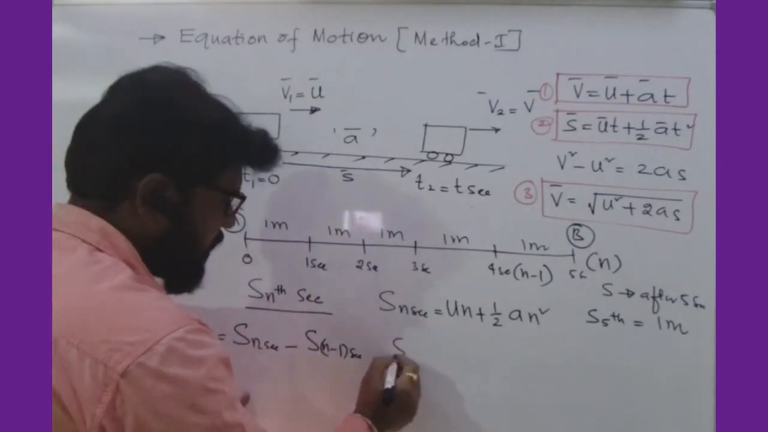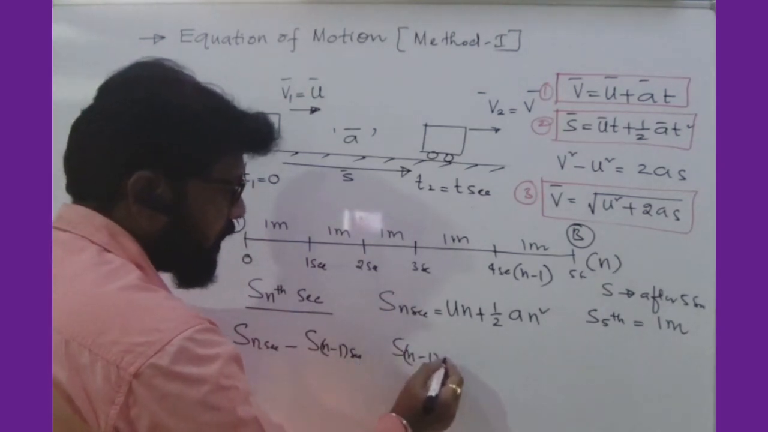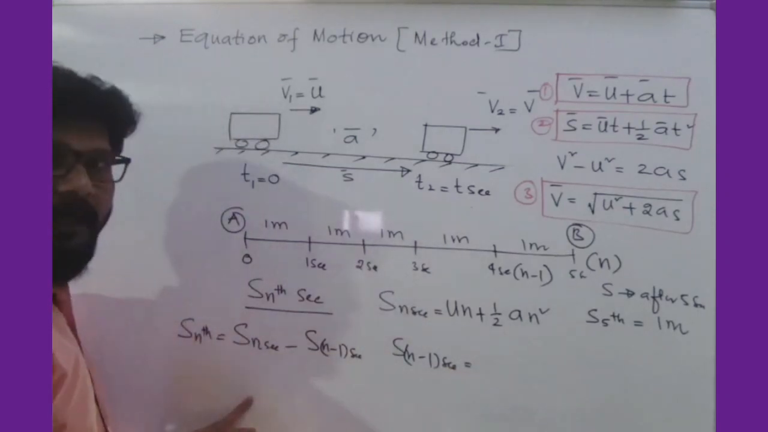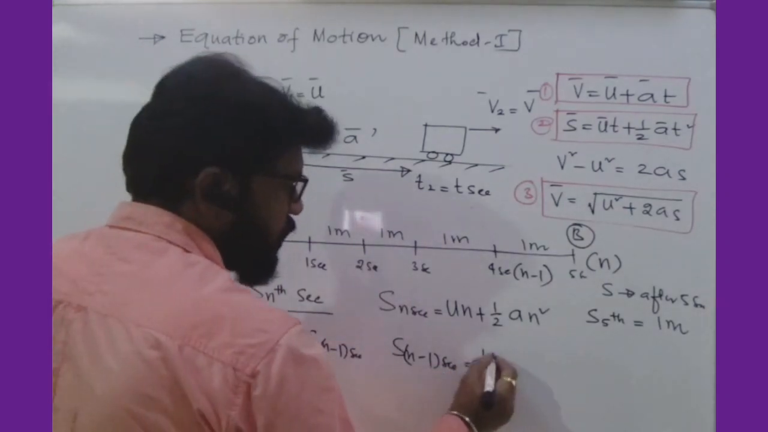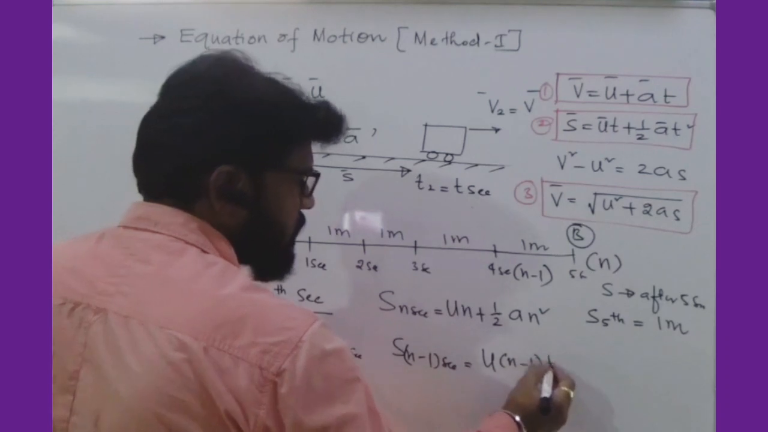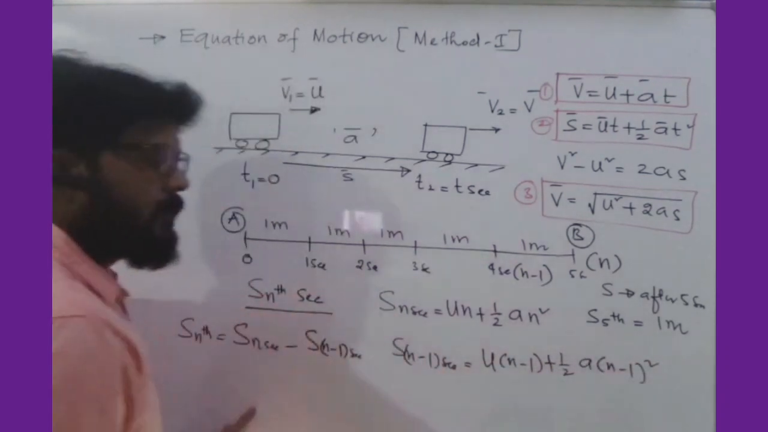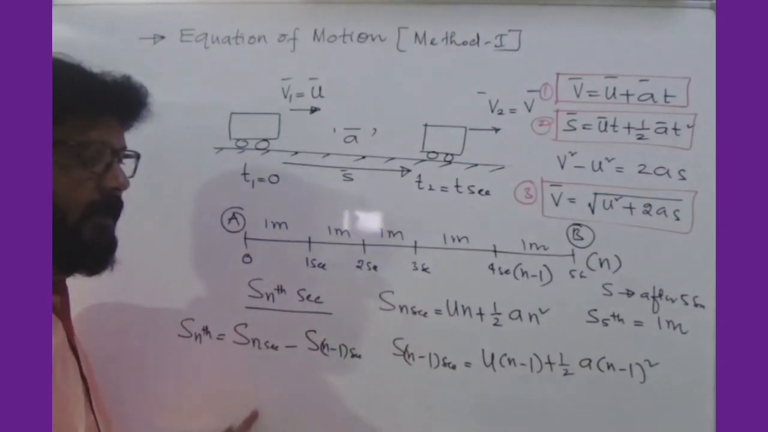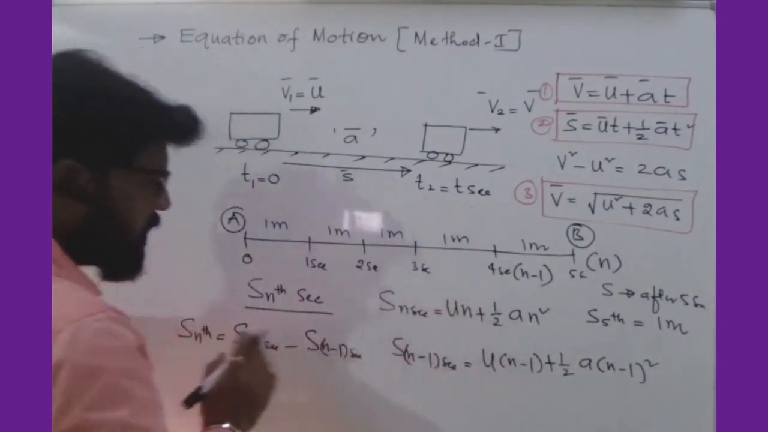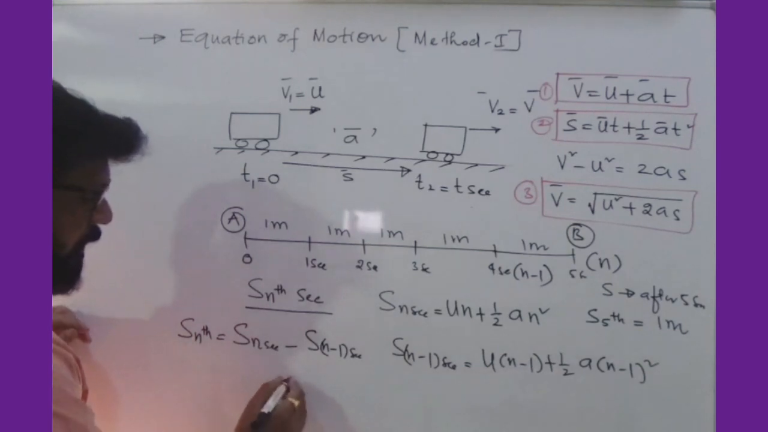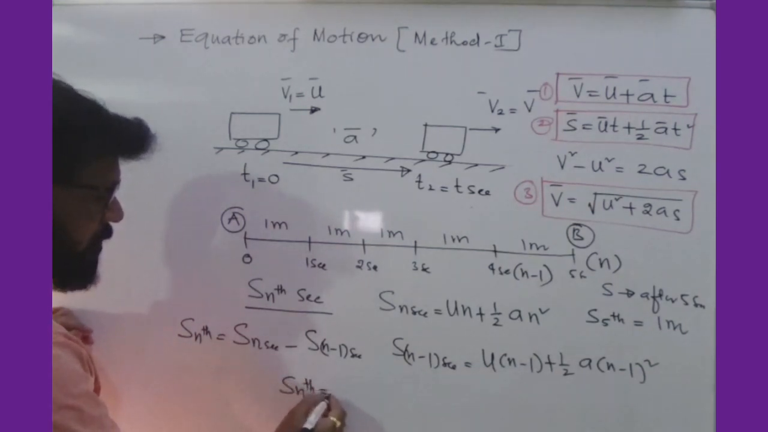Now distance travelled in n minus 1 seconds, if I take it as u into n minus 1 plus half into a into n minus 1 whole square. That is distance travelled in n minus 1 seconds. So take these two and substitute here. So what is the final expression? Try to calculate and tell me the answer.